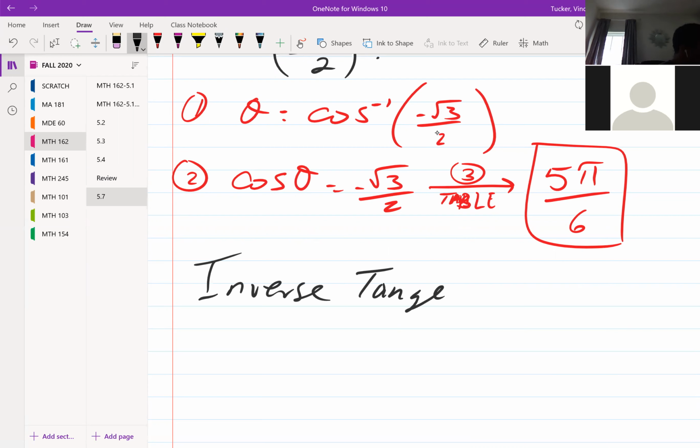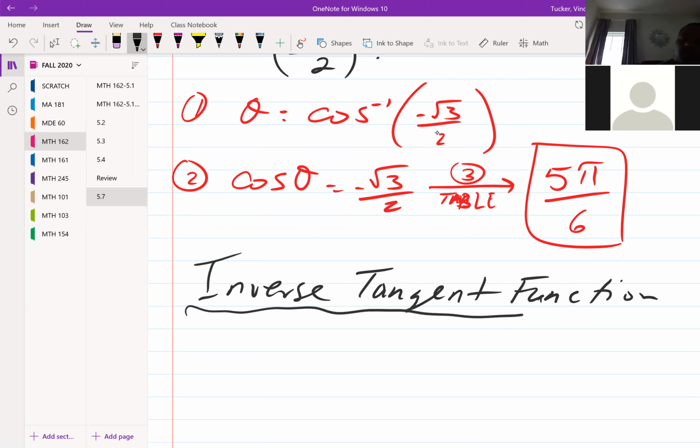So whether it's sine, cosine, or tangent, it's the same process. Just have to make sure you either have the relationships committed to memory, through the unit circle, or you have that table.